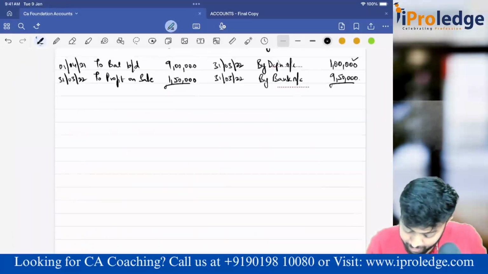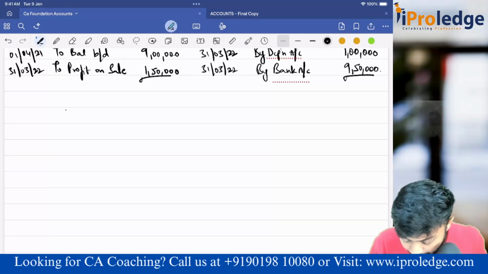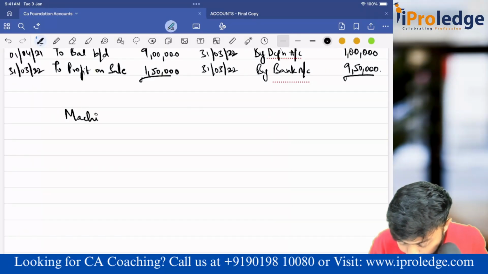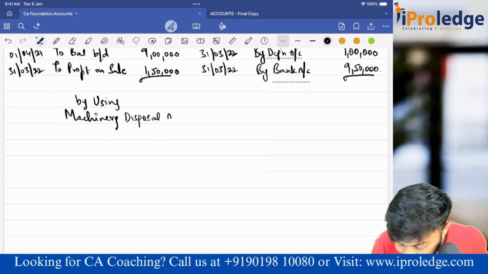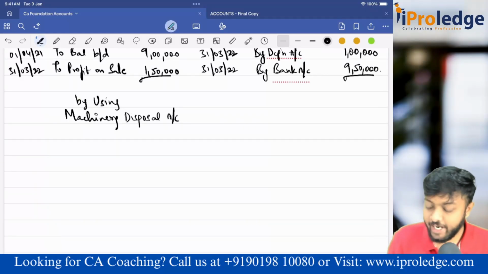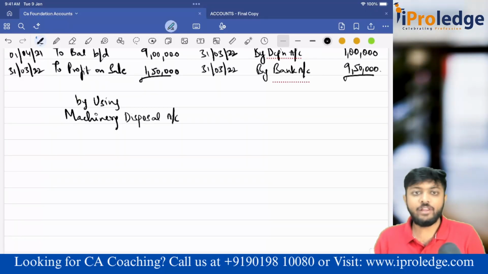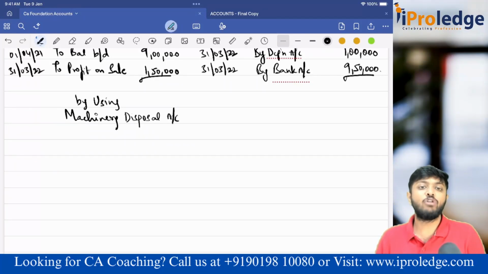Okay. Now sometimes they'll ask you to do all the sale entries by using machinery disposal account. Same thing, we are in the first part only still. What was that first part? Where provision for depreciation is not maintained. In questions, what they'll ask is, do all the sale entries by using machinery disposal account. Then how will you do it?